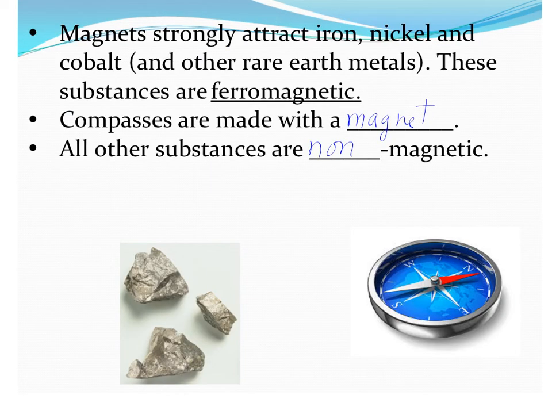Magnets strongly attract iron, nickel, and cobalt and other rare earth metals. These substances are ferromagnetic, meaning that they are not magnets, but they can become magnetized if they're brought near another magnet. Compasses are made with magnets also. The needle at their center is always magnetized and will point towards the Earth's geographic north. All other substances are non-magnetic.